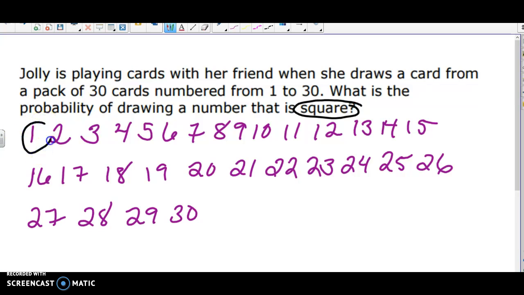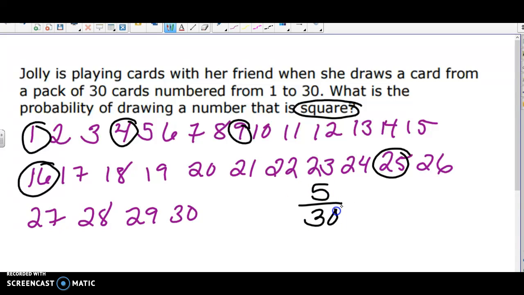So 1 is a perfect square, because 1 times 1 is 1. 2 times 2 is 4. 3 times 3 is 9. 4 times 4 is 16. 5 times 5 is 25. And 6 times 6 is 36, which we don't have. So that gives us 1, 2, 3, 4, 5 out of 30, or 1 out of 6.